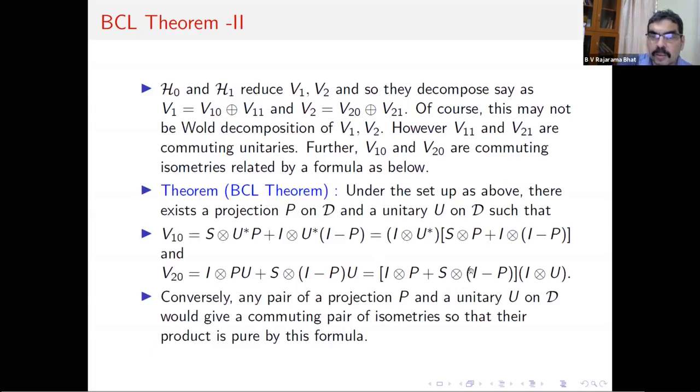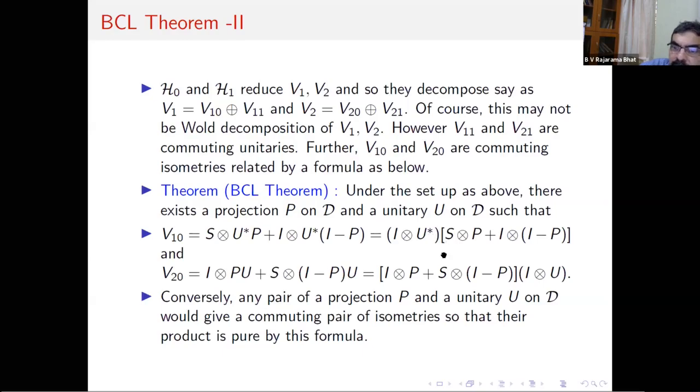So it says then that, where do I, okay, here it is. It tells you that up to some unitary, forget that, the other part is S tensor P, where S is the shift, plus I tensor (I minus P). So there is a pair, one projection and a unitary. So the V1 and V2 can be described by a projection and a unitary.